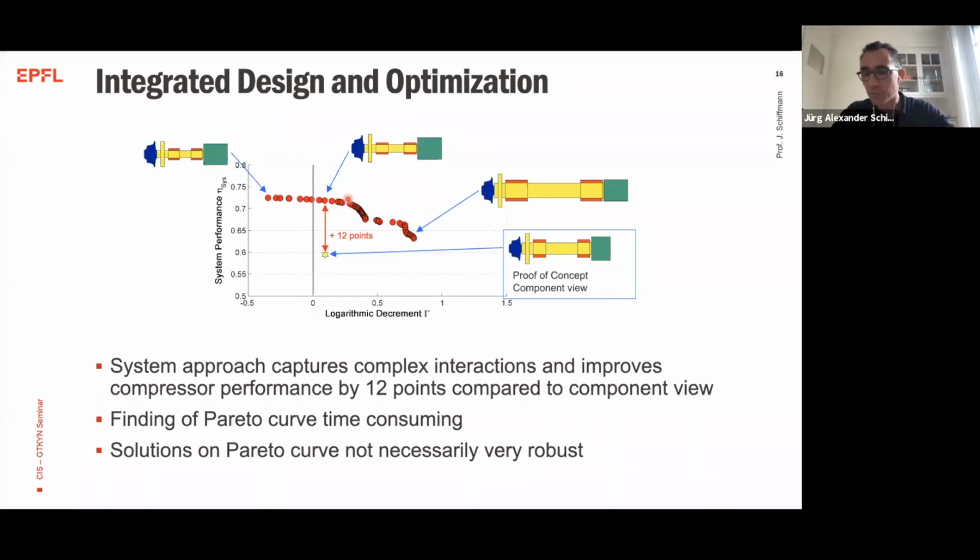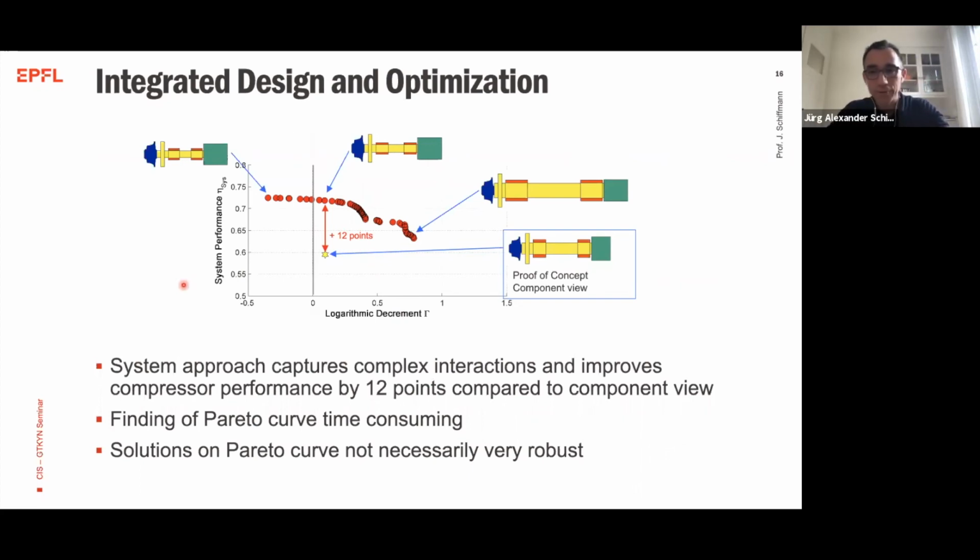So we have had very promising results for modeling the aerodynamics of the compressors, which, compared to our reduced order model, the artificial neural networks are 6 orders of magnitude faster, which is really interesting when it comes to these integrated design and optimization approaches.